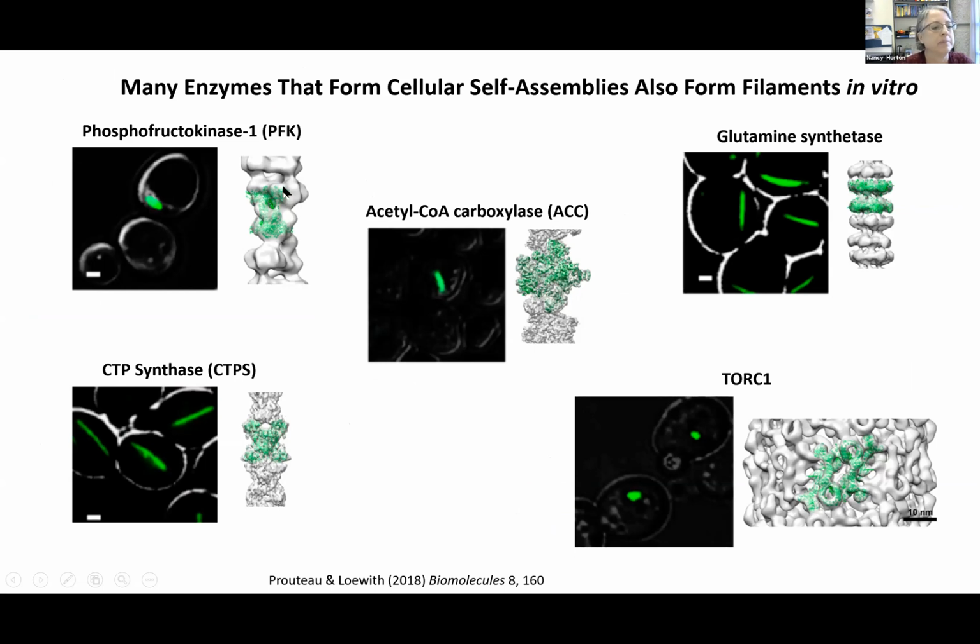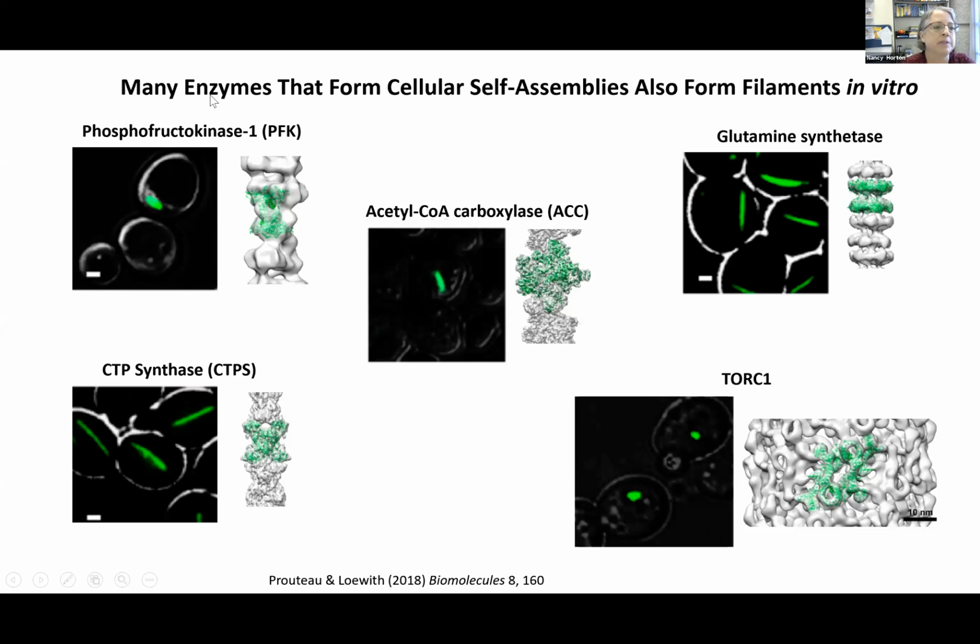It does appear that many of the enzymes that form filaments in vitro, and the white is the cryo-EM envelope, also form these self-assemblies in cells. The green is the X-ray crystal structure superimposed into the filament so that you can see it. The X-ray crystal structure is the building block for the filament, I should say. So very similar, or the same, conditions give rise to both. So it seems possible that these self-assemblies are composed of filamentous enzymes, but the way that the filaments assemble in the self-assembly is not known.